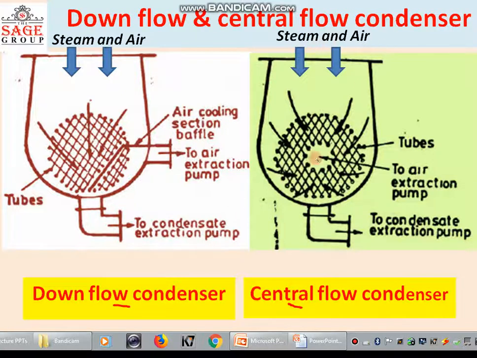In the case of the central flow type of condenser, the tubes are arranged, but centrally there is the flow of the air. So steam and air come from this side, but the air will flow only from this section centrally. So there is a tendency of the steam to flow towards the center of these tubes, and the air is extracted from the center at the bottom, and this is the condensate extraction pump, from which at the bottom we can take out all the condensate in the form of water.